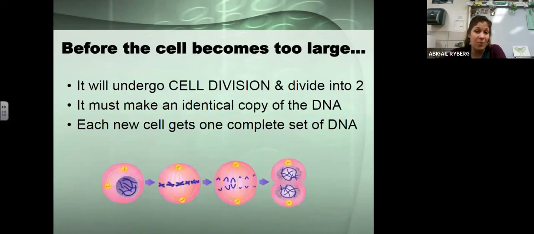So before the cell becomes too large, it'll undergo what we call cell division, and it's going to divide into two. It'll be triggered for various things we'll talk about. That cell will all of a sudden undergo division and divide into two cells. So we'll start with one and end up with two. It will make an exact identical copy of the DNA, and each new cell gets one complete set of DNA. So your skin cells, there's lots of your skin cells right now that are starting with one cell, dividing into two. The two new cells are genetically identical. They each have a complete set of DNA, okay?